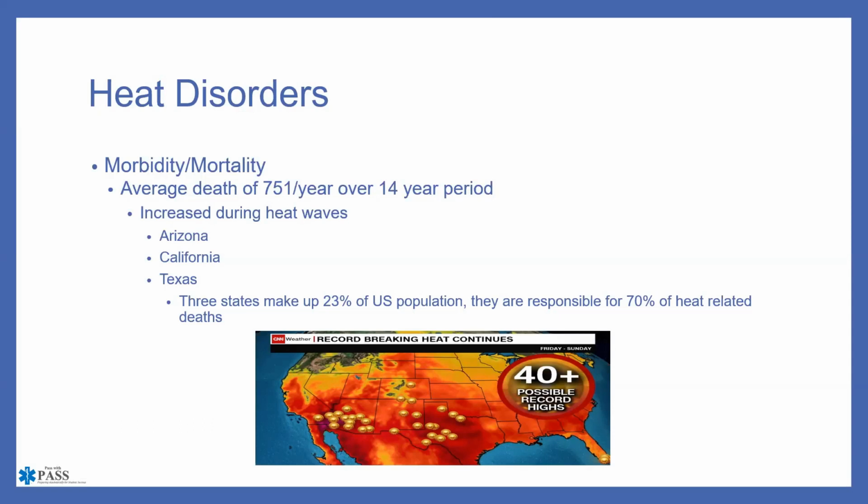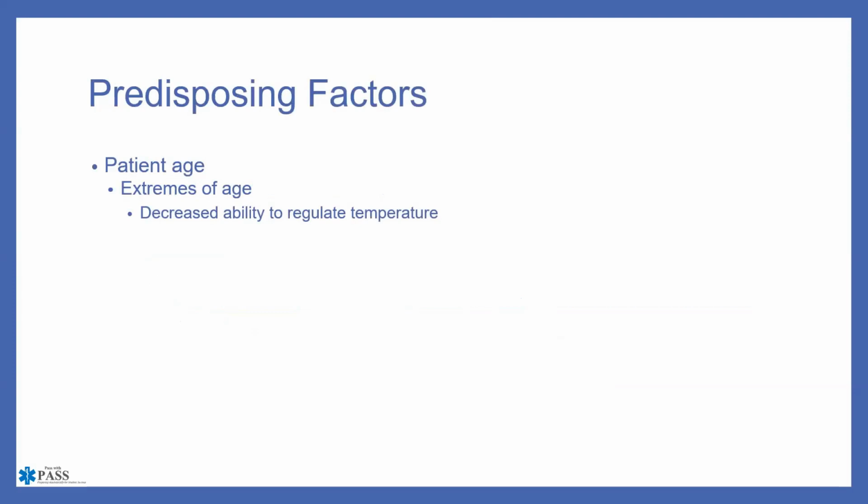Okay, so deaths increase during heat waves, which makes sense, but there are 3 states that really kind of take the cake here: Arizona, California, and Texas. Those 3 states, if you add their populations together, make up 23% of the United States population. But when we're talking about heat-related morbidity and mortality, they're responsible for 70% of all the heat-related deaths. So they make up a quarter, and they're responsible for three-quarters, basically, of heat-related deaths. We've got to do better about recognizing this and getting people into a cooler environment.